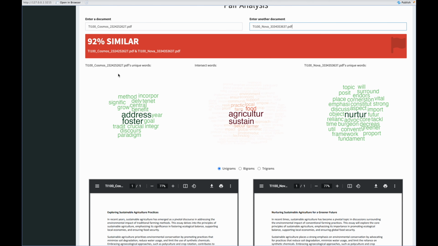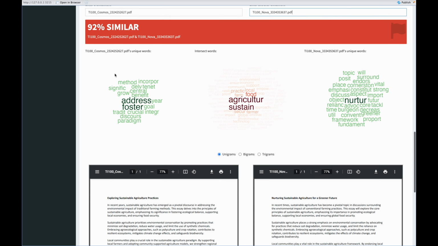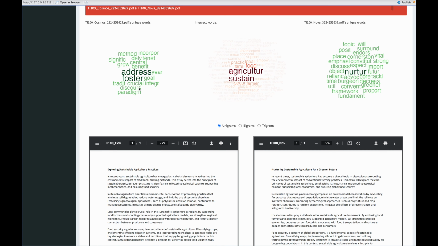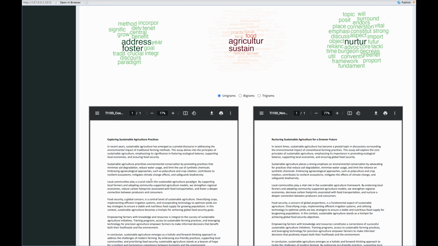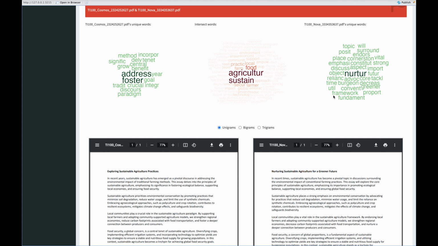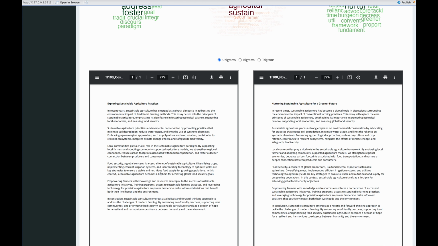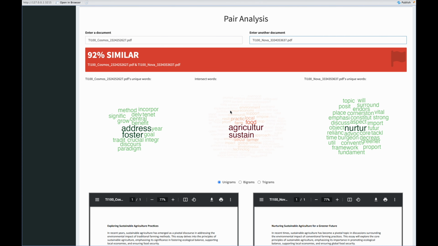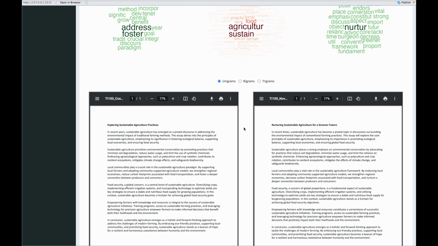Okay, what about these things right here? Let's start with the left one. This is the unique words of Cosmos. So basically, the words that exist in here that don't exist in here. Okay, the same goes for the right one. This is Nova's unique words. So these are words that exist in here and don't exist in the left one. And in the middle, these are the intersect words. So basically the words that they both have.